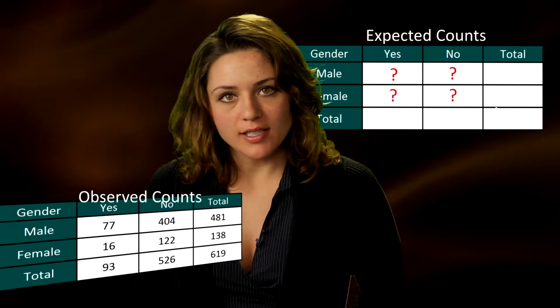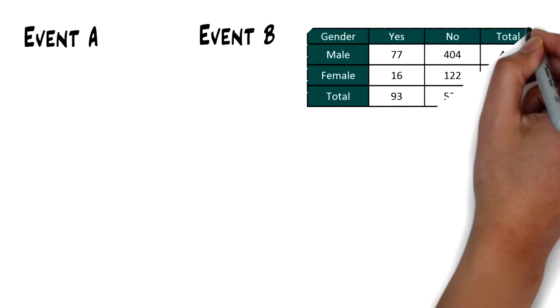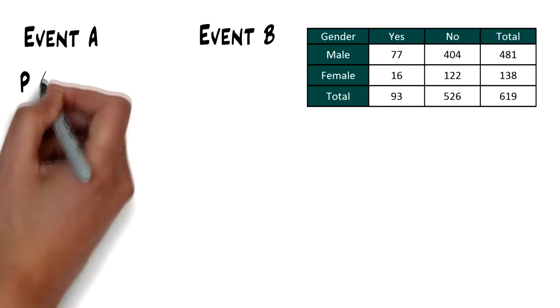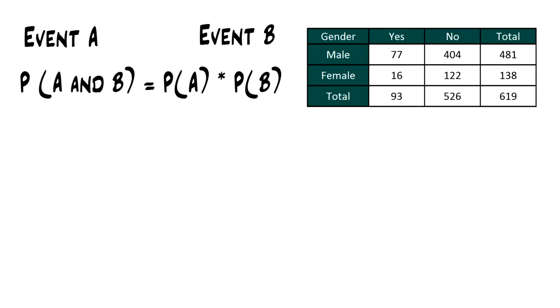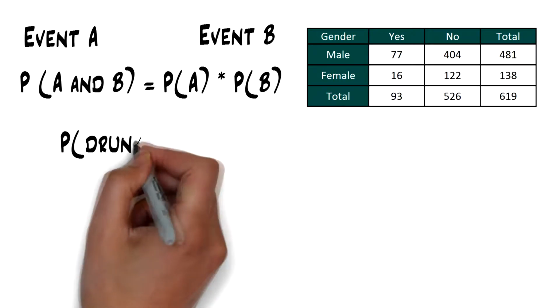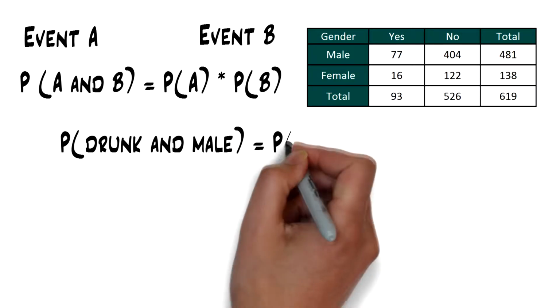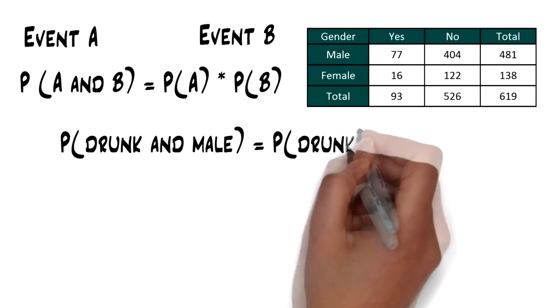How are the expected counts calculated? If events A and B are independent, then the probability of A and B equals the probability of A times the probability of B. We use this rule for calculating expected counts one cell at a time. Applying the rule to the top left cell, if driving drunk and gender were independent, then the probability of being drunk and male is equal to the probability of being drunk times the probability of being male.